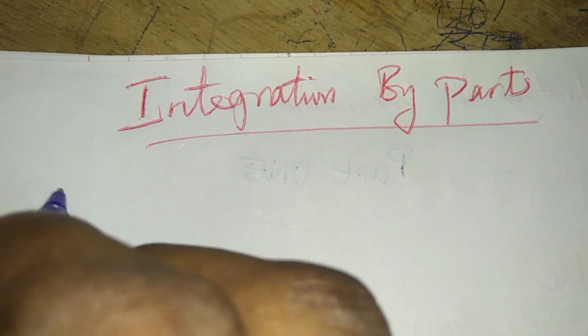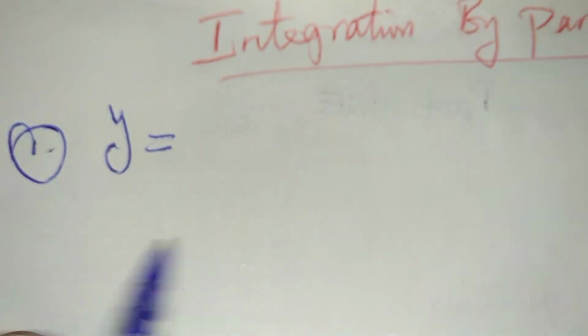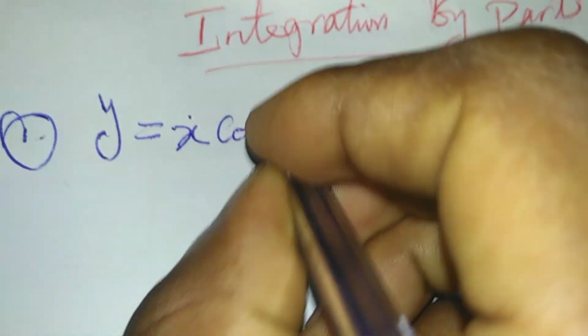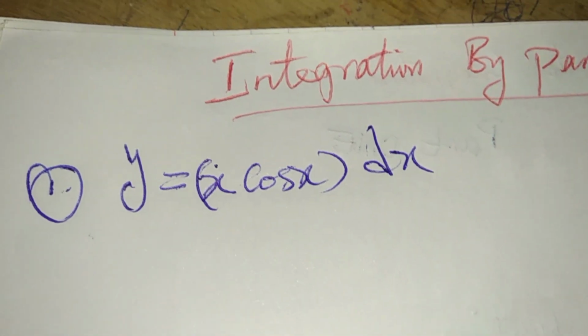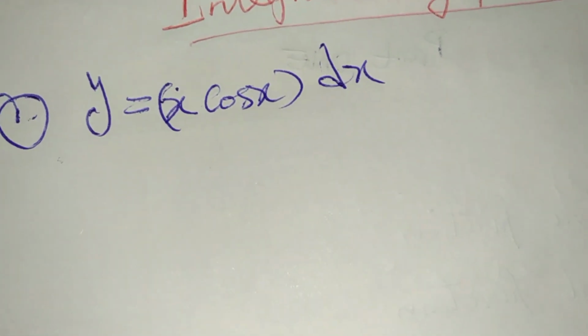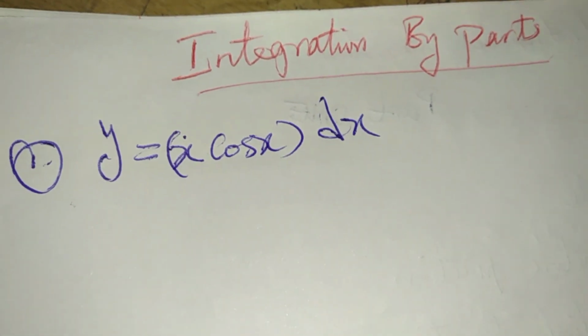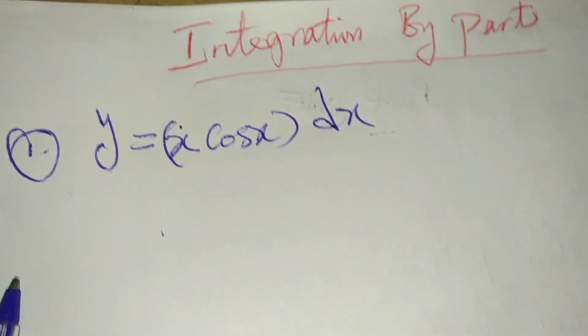We are going to take some examples. Let's say we take example 1: y is equal to the integral of x cos x dx. Now integration by part, we use by part to integrate products. So now we are going to use integration by part to integrate this.